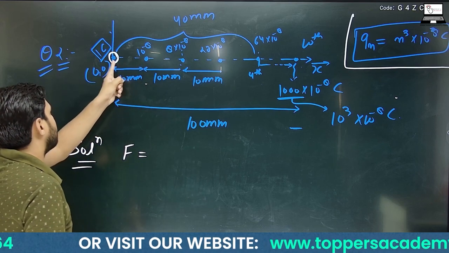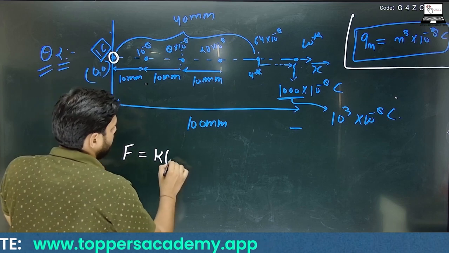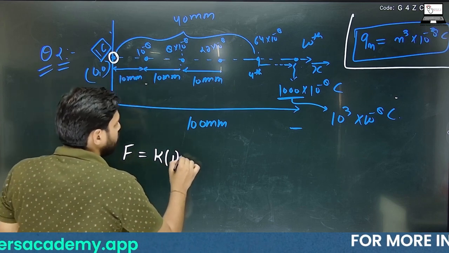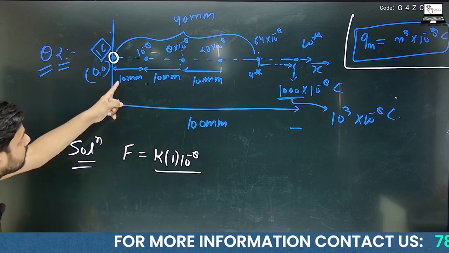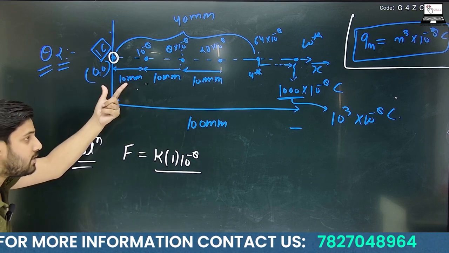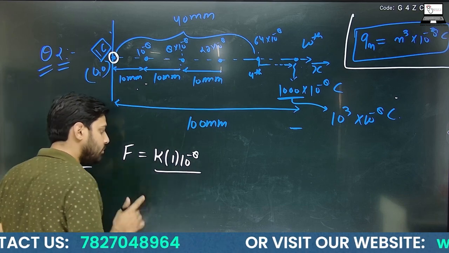First charge will apply how much force? K, what is Q1? 1 coulomb. What is Q2? 10 to the power minus 8 coulomb, upon distance 10 mm. 10 mm means 1 centimeter, and 1 centimeter means 10 to the power minus 2 meter.